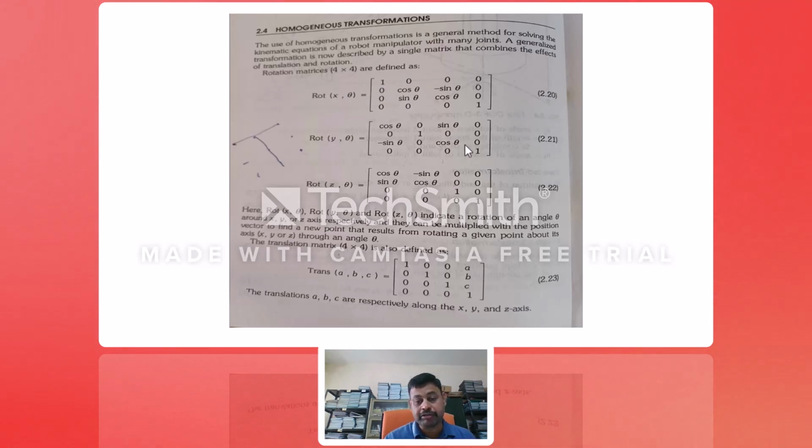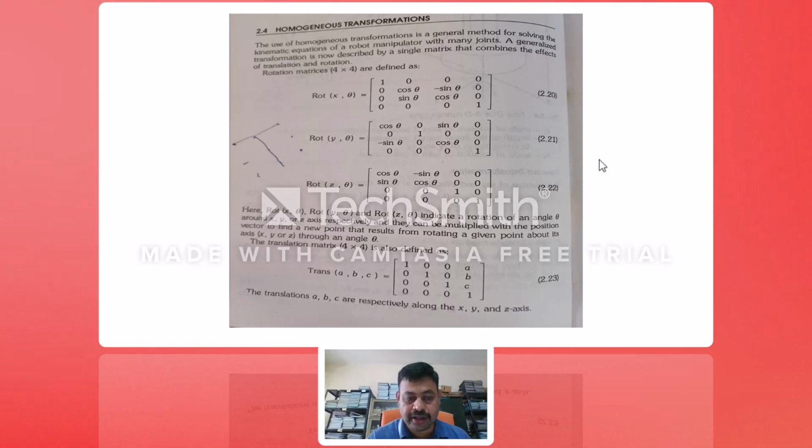If it is a y, how it will be. If it is a z, how it will be. Here the 0, 0, 1, 0, 0, 1 will be constant. The remaining 3 into 3, you have to make changes. This representation we already discussed.